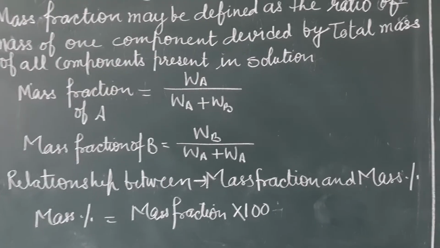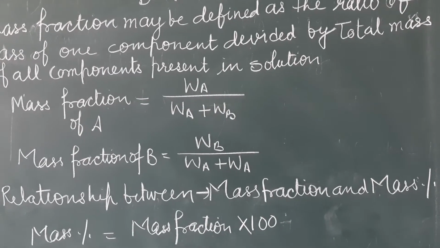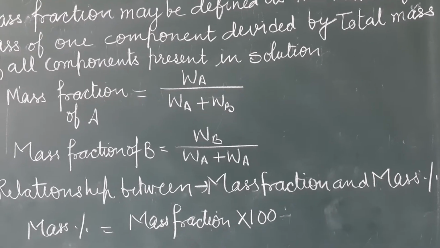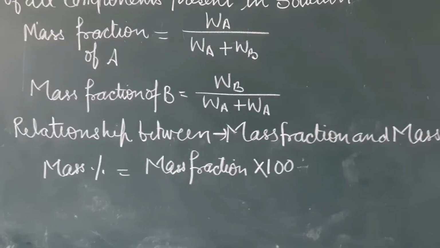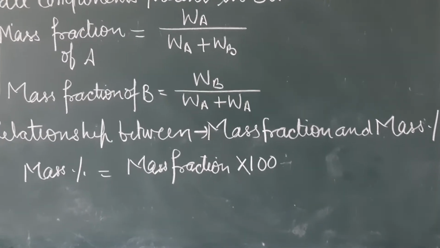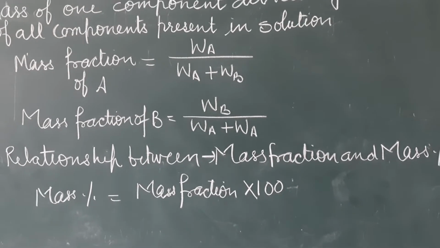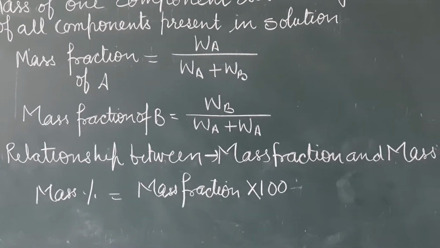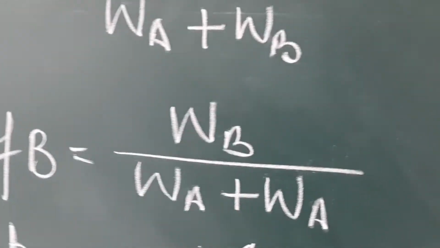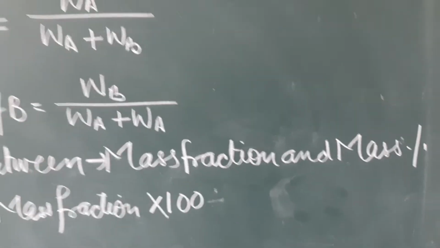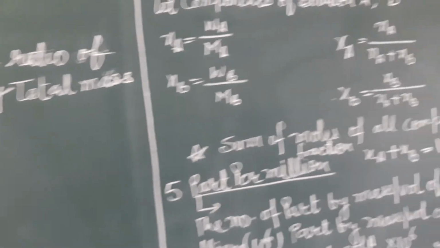Mass fraction of the B component can be calculated by dividing the mass of the B component by the total mass of solution, that is WB plus WA. What is the relationship between mass fraction and mass percentage? Mass fraction into 100, from this calculation we can calculate mass percentage. So mass percentage is equal to mass fraction into 100. From this part, it is clear what mass fraction is.